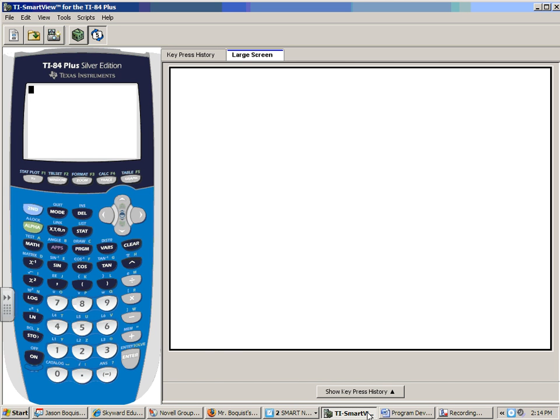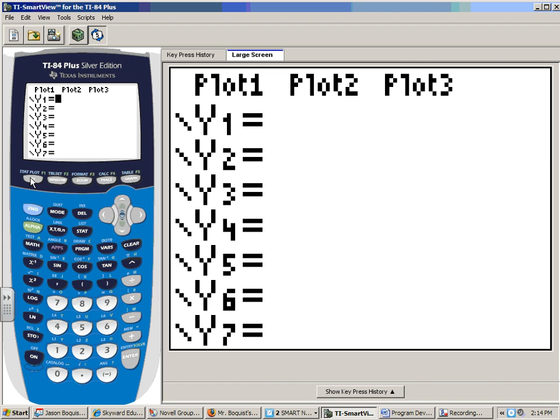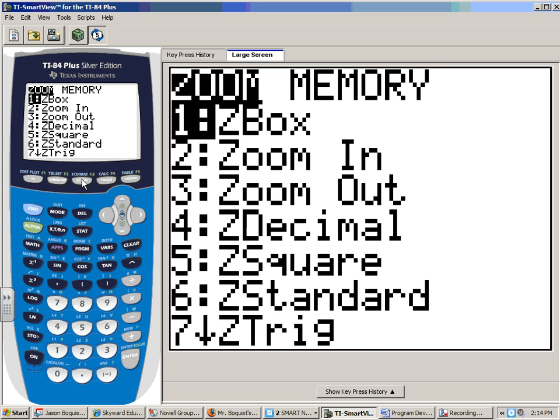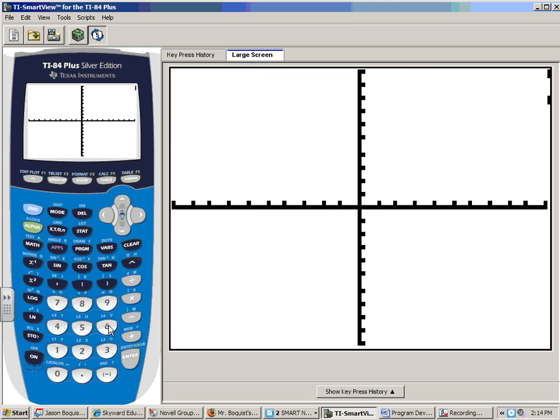So what do we got here? X to the third minus, and I like to do it this way, 3 halves x squared. All right? That's the problem, right? Okay, I'm going to change my, well, I'll just zoom standard. I'm probably going to zoom in, though. Yep, I'm going to zoom in.